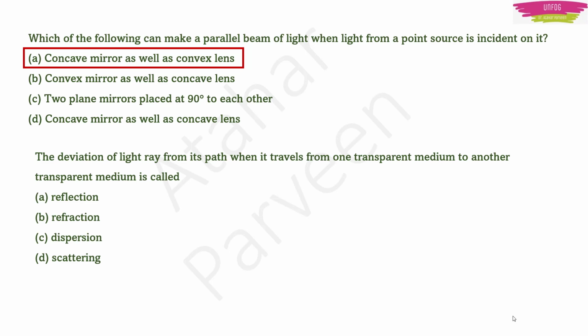Next question. The deviation of light ray from its path when it travels from one transparent medium to another transparent medium is called. Of course, again it is refraction. They can ask in any type. They can twist and turn and make a question, but your answer will be the same. That's why I am giving you different type of questions with same answer. I want you all to get this point that the twisted questions can have same answers. So you should know the concepts clearly.